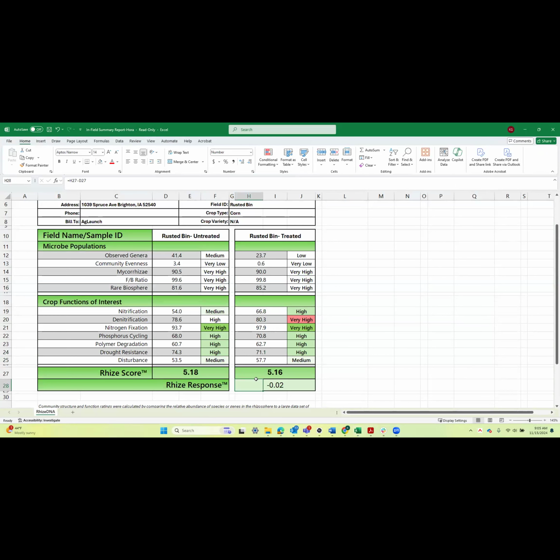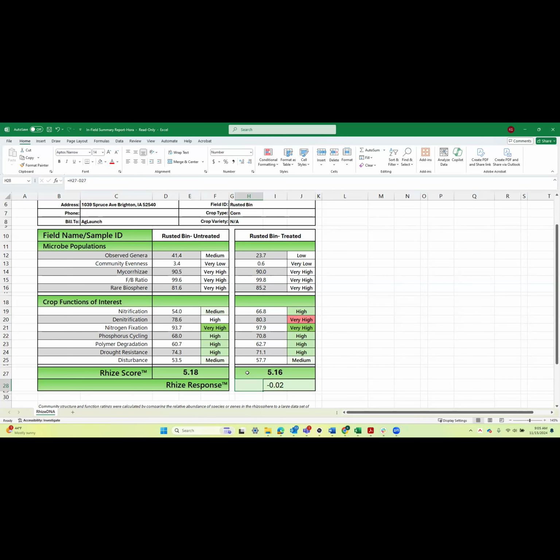But yeah, no real significant difference. This was actually looking infield. They had applied a product. I can't remember exactly what it was, some sort of fungicide type product. It was a Growmark natural fungicide. And so this was a cool result to see.